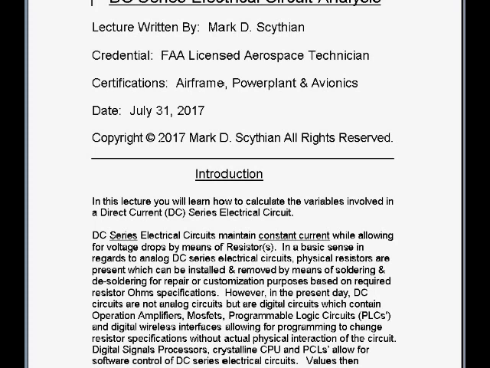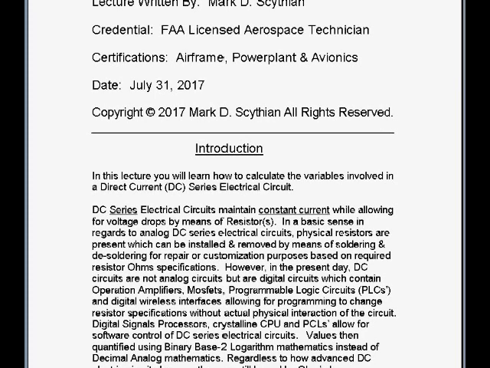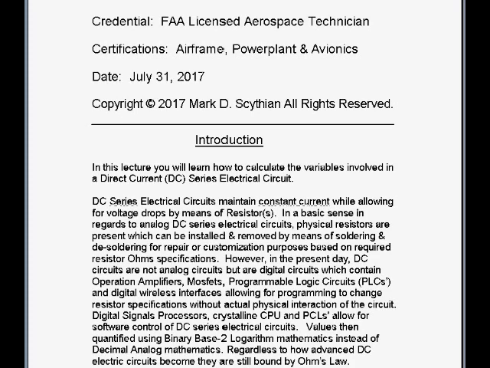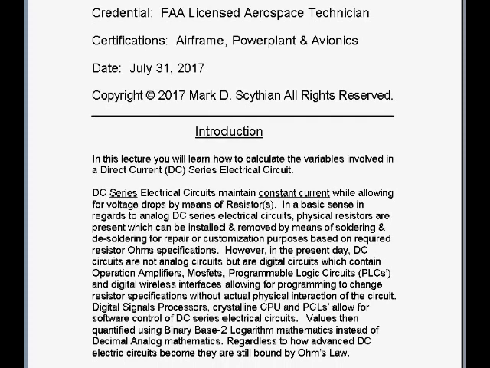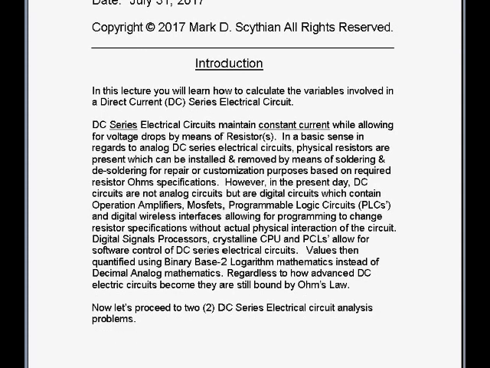Digital signal processors, crystalline CPUs, and PLCs allow for software control of DC series electrical circuits. Values are then quantified using binary base 2 mathematics instead of decimal analog mathematics. Regardless of how advanced DC electrical circuits become, they still are bound by Ohm's law. Now let's proceed to two DC series electrical circuit analysis problems.